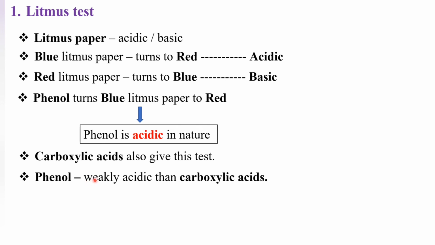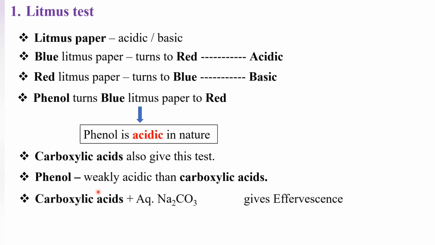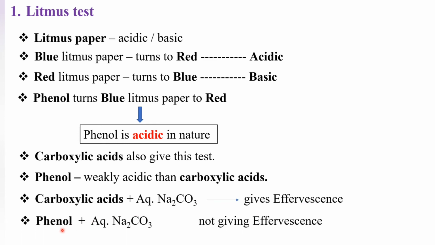So how can we tell this? For this we go for one test. We take carboxylic acid and add aqueous sodium carbonate to it. What are we getting? We are getting brisk effervescence. And we take phenol and treat it with aqueous sodium carbonate, and we are not getting that effervescence. So that indicates that phenol is weaker in acidity than carboxylic acid.